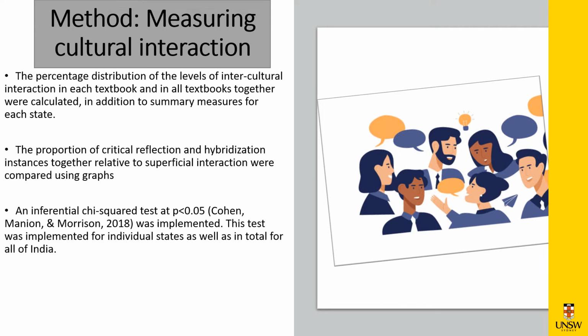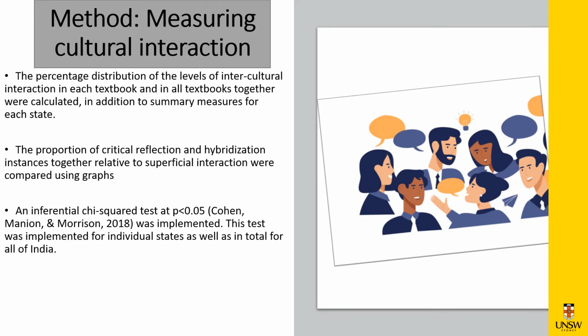Informed by Song, the analysis also identified the themes and levels of cultural interaction in the textbooks. The percentage distribution of the levels of intercultural interaction in each textbook and in all textbooks together were calculated, in addition to summary measures for each state. The proportion of critical reflection and hybridization instances together relative to superficial interaction were compared using graphs, with one graph providing 95% confidence intervals for the difference in percentages.